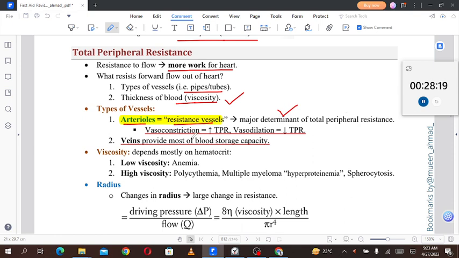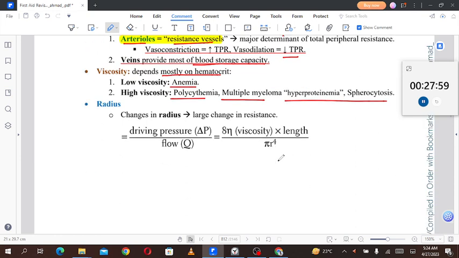Vasoconstriction is equal to an increase in the total peripheral resistance, and vasodilation will result in a decrease in the total peripheral resistance. Veins provide most of the blood storage capacity. Then viscosity depends mostly on the hematocrit. Low viscosity is seen in cases of anemia, and high viscosity is present in polycythemia, multiple myeloma, hyperproteinemia, and spherocytosis.